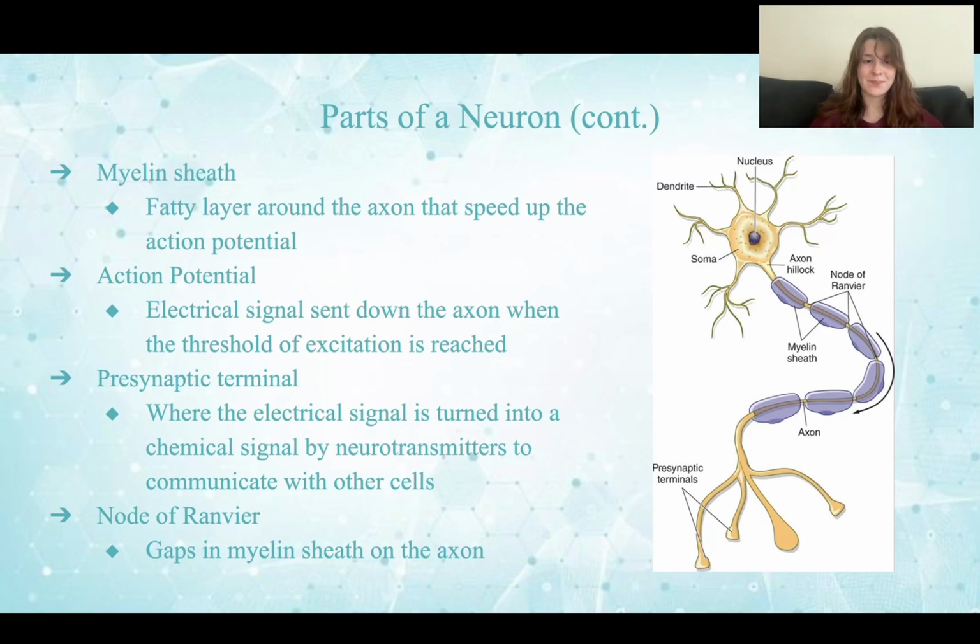action potential. Action potential is the electrical signal sent down the axon when the threshold of excitation is reached. Then we have the presynaptic terminal, where the electrical signal is turned into a chemical signal by neurotransmitters to communicate with other cells. Lastly, we have the node of Ranvier, which is the gaps in the myelin sheath on the axon.